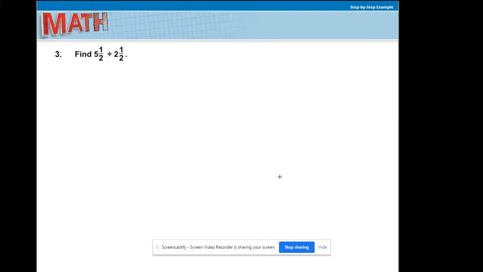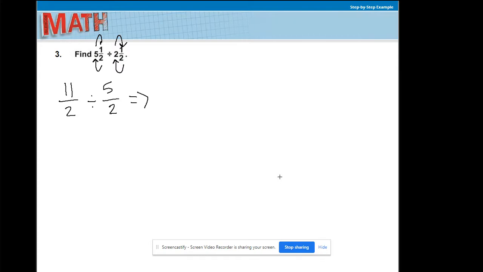All right, once again, we are going to make these mixed numbers into improper fractions. You always do that first, okay? So we have 5 times 2 is 10, plus 1 is 11/2. And then we have 2 times 2 is 4, plus 1 is 5, okay?